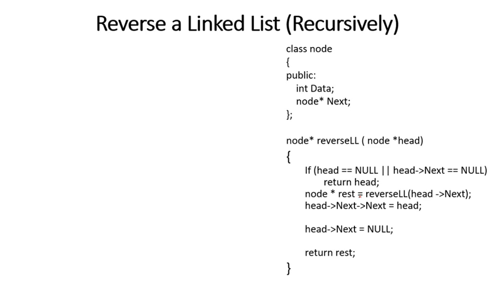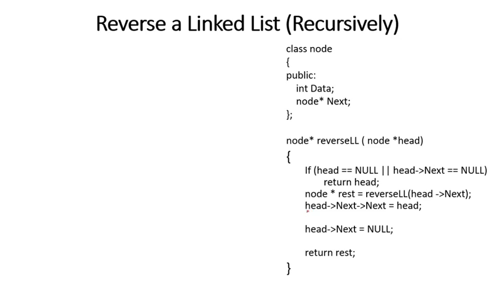So a linked list can be reversed in two ways, iteratively and recursively. Today we will see how to reverse a linked list recursively. Whenever we make use of recursion, internally it makes use of the system stack for storing the return addresses.